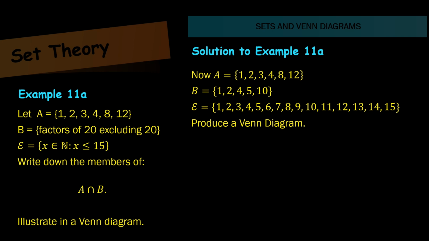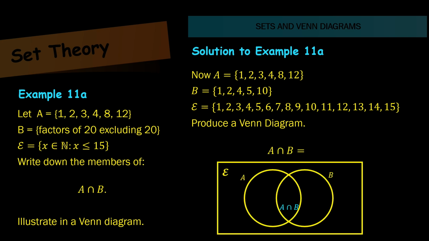Let's begin by producing a Venn diagram to help us. So let's start with what's common to both sets, A and B. The number 1, the number 2, and the number 4. Nothing else seems to be common.